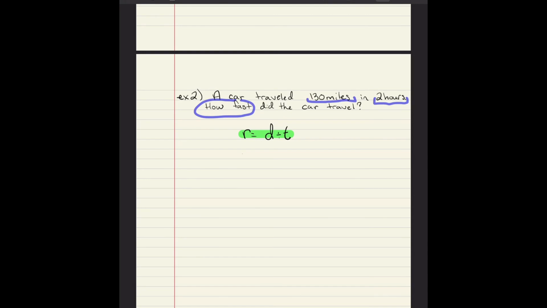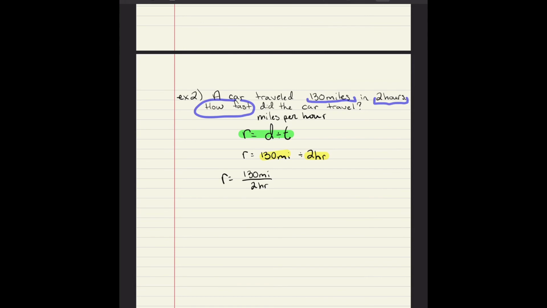Now I'm gonna plug the numbers in. So I'm finding the rate. I'm given the distance, which is they go 130 miles divided by 2 hours. If you're finding how fast they go, you have to find miles per hour. So we plugged in our important numbers, and I'm gonna rewrite this since this is rate, and we want to find miles per hour. We're gonna have 130 miles divided by 2 hours.